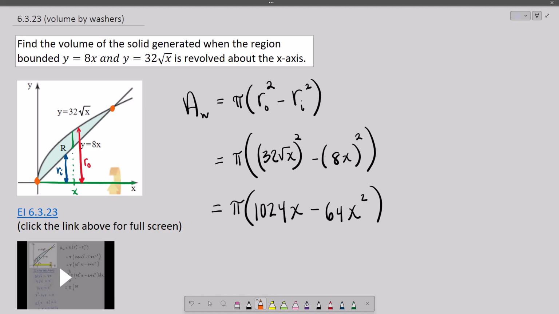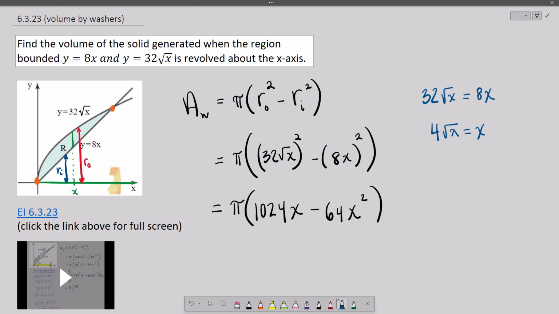We haven't found the limits of integration yet, though, so we need to know where these two curves are intersecting. So let's go ahead and do that. So the intersection points will set the two curves equal to each other. So 32 times the square root of x equals 8x. We can certainly cancel out an 8 on both sides first. So divide out the 8.